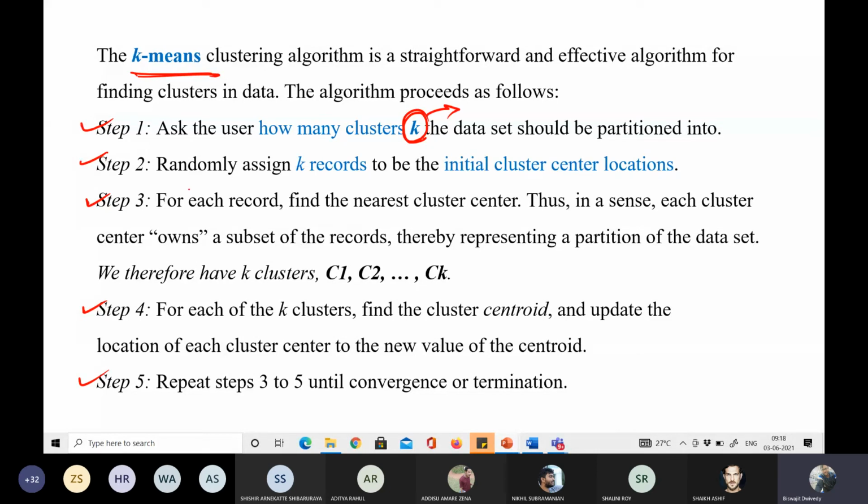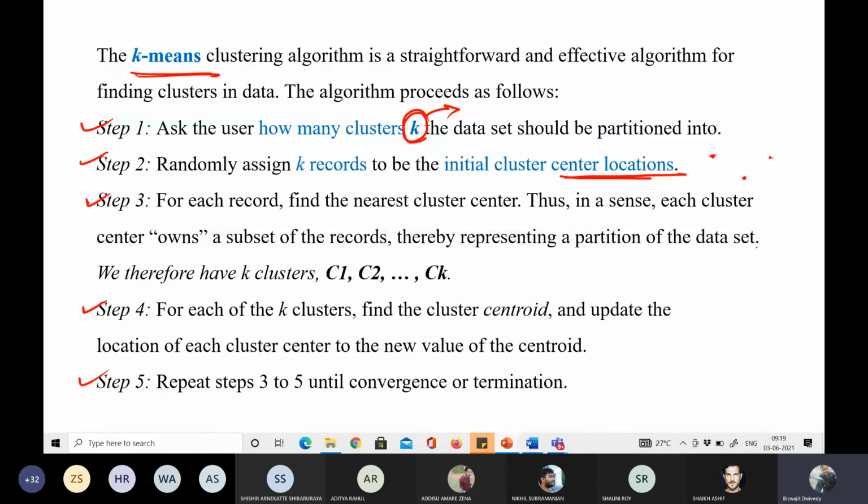Next, randomly assign K records to be the initial cluster center locations. Once K, the number of clusters, is decided, we choose the cluster centers, and this is chosen randomly. Next, for each record, find the nearest cluster center. Thus, in a sense, each cluster center owns a subset of records, thereby representing a partition of the dataset.